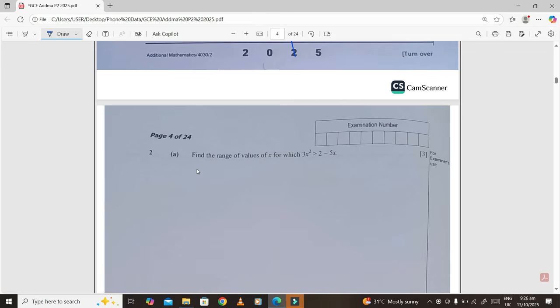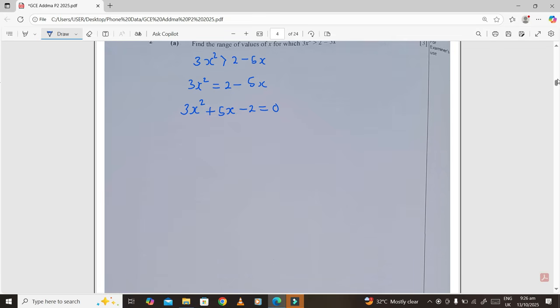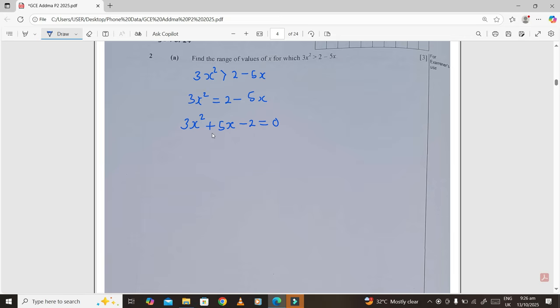So to solve question 2, we have to copy what we've been given. This is what we have. We can change here. We say equal to 2 minus 5x. So we say 3x power 2 plus 5x minus 2 is equal to 0. We are solving the quadratic equation. So now think of two numbers. When you multiply them, they give you negative 6, and when you add them, they give you positive 5.